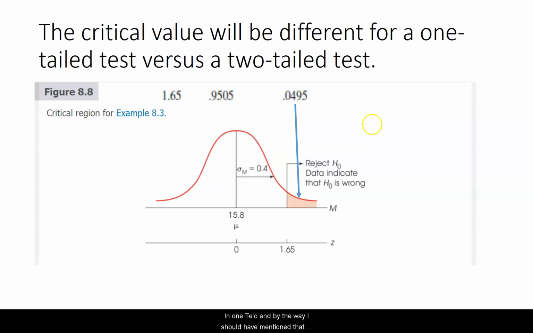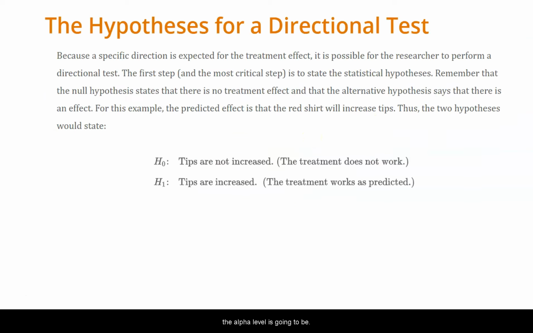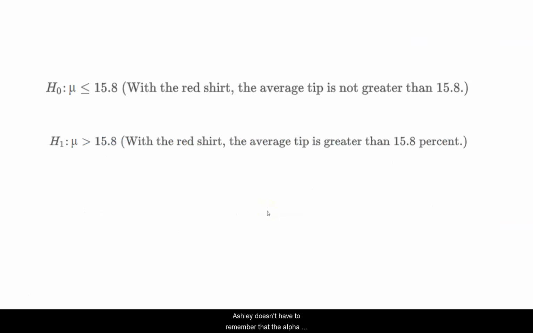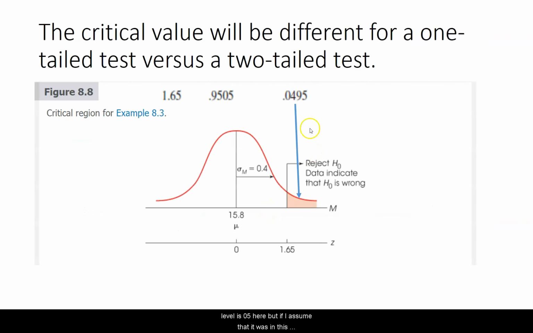And by the way, I should have mentioned that the alpha level is going to be .05 here. Does it say that somewhere? It actually doesn't. That's annoying. But we're going to have to remember that. The alpha level is .05 here. But if I assume that it was, in this case, remember, .0500 is 5% as a decimal, right? And therefore, I'm going to use 1.65 here.